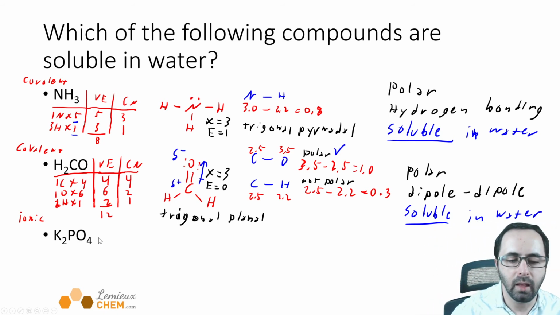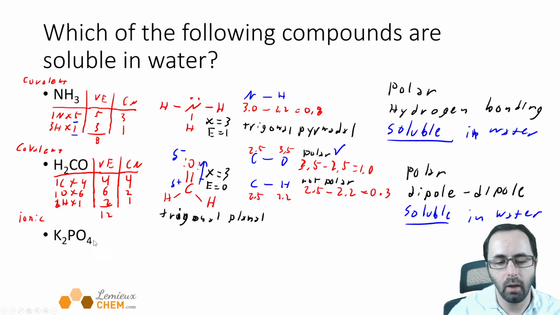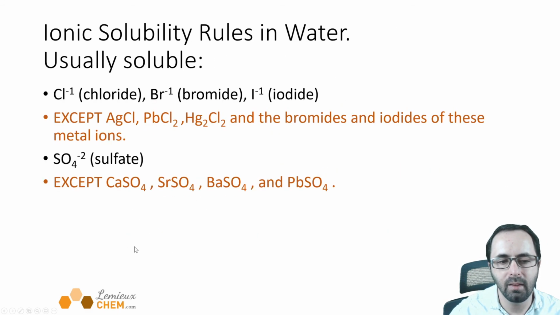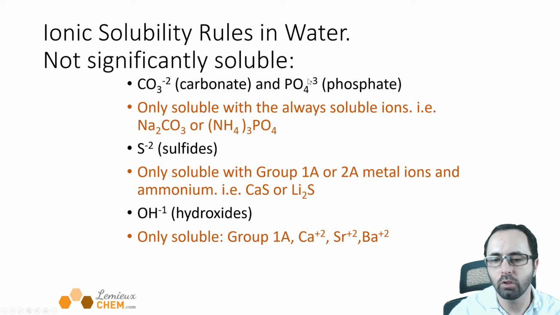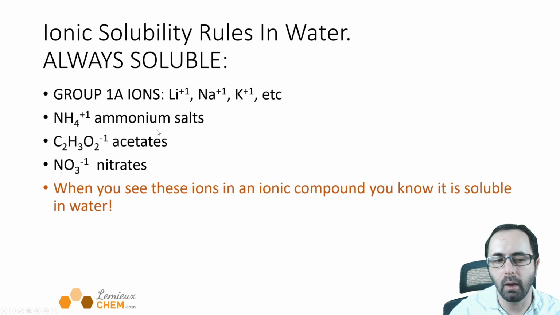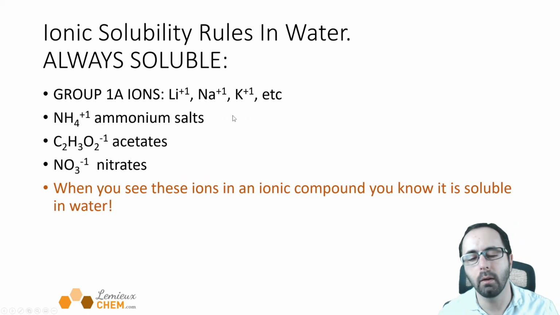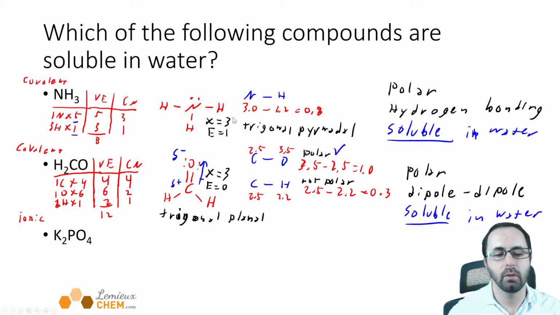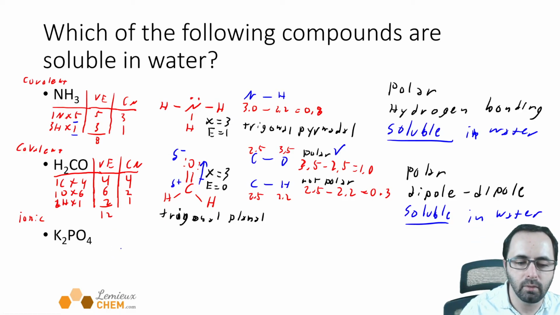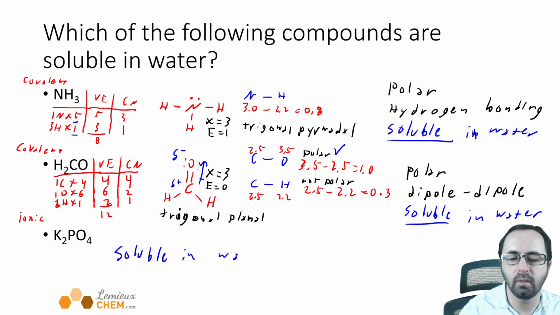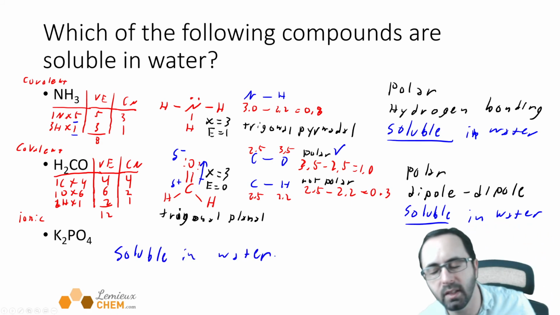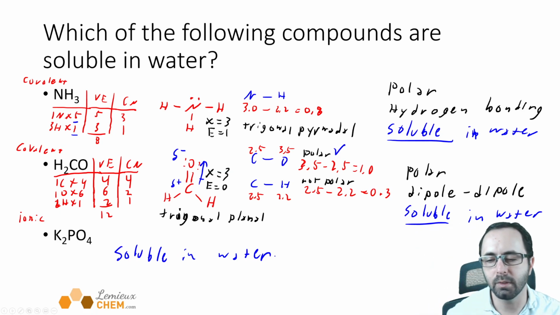Finally, the last one's ionic. We just go to the ionic solubility rules. We can see that phosphates are generally soluble unless it's with one of the always soluble ions like potassium. Potassium is a group 1 ion, always soluble, so this is soluble in water. Notice that was a lot quicker. We just had to use the ionic solubility rules.